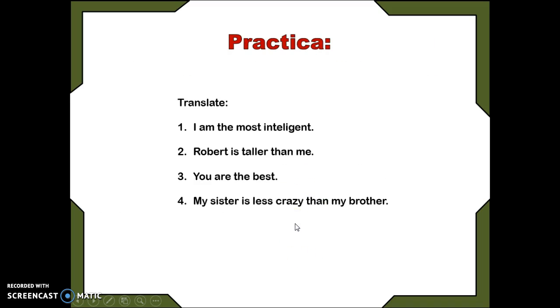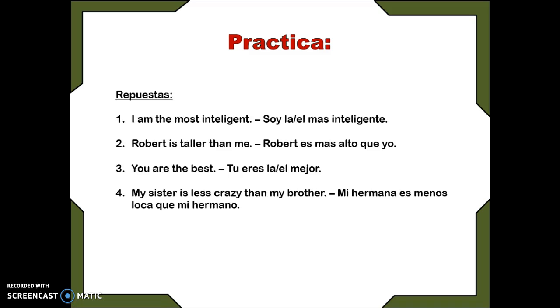So let's have some práctica. You can pause the video, but translate these. I am the most intelligent. Robert is taller than me. You are the best. And my sister is less crazy than my brother. So take a moment. Here are the answers. I am the most intelligent. Soy la or el más inteligente. I am the more intelligent, the most intelligent.